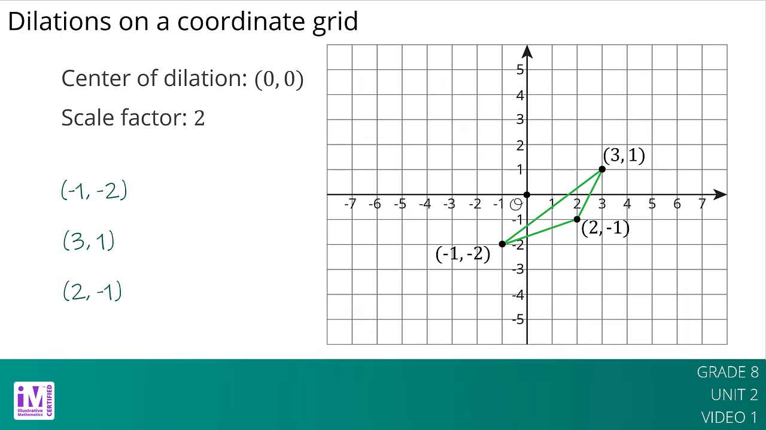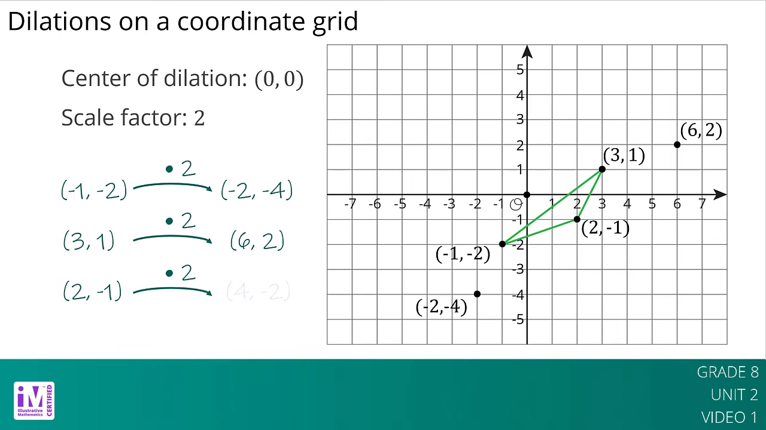To find the coordinates of the new triangle, we can double these coordinates to get (-2, -4), (6, 2), and (4, -2). Now that we know the coordinates of the vertices of the dilated triangle, we can draw in the corresponding segments.